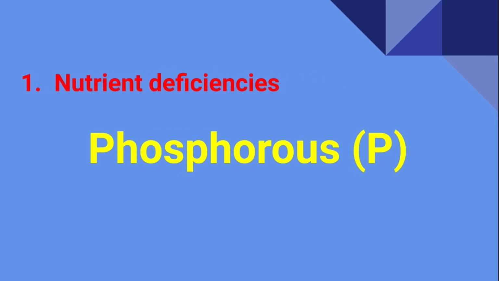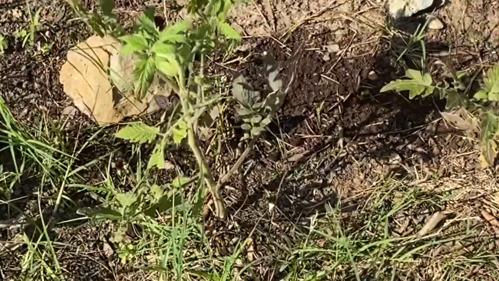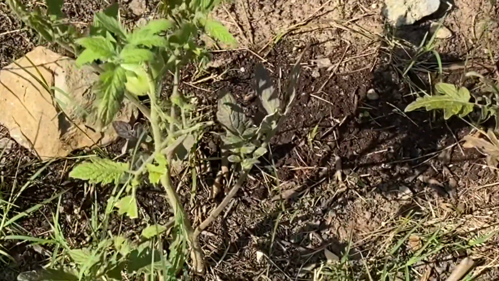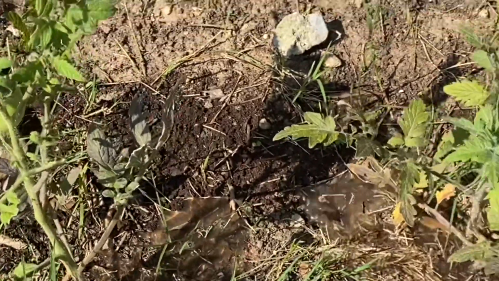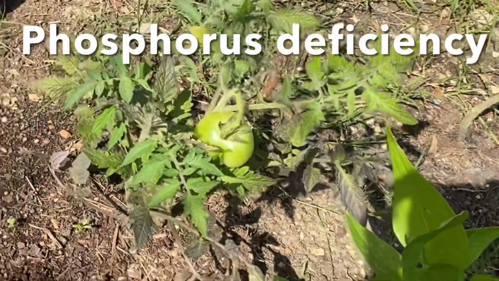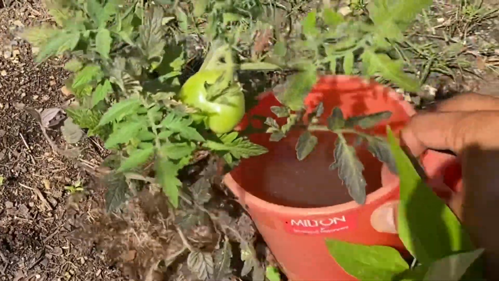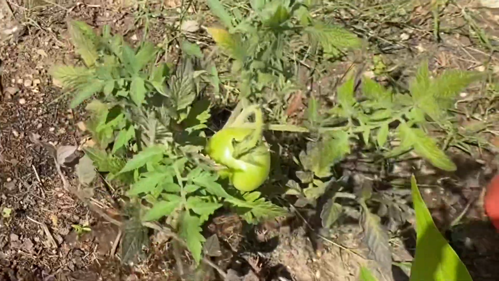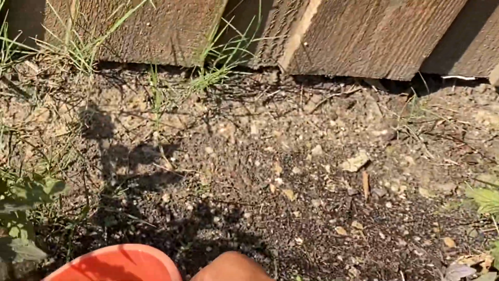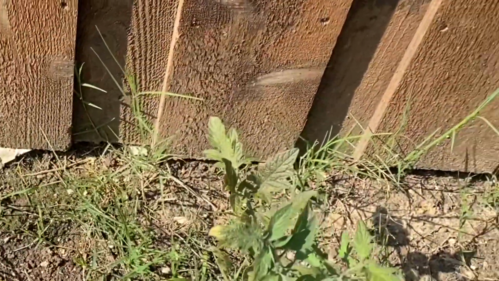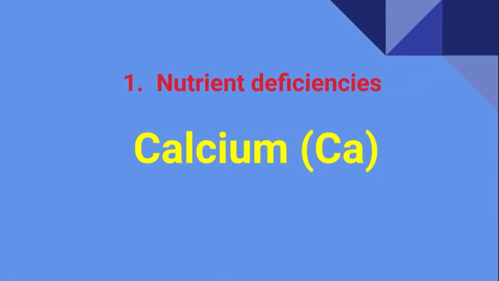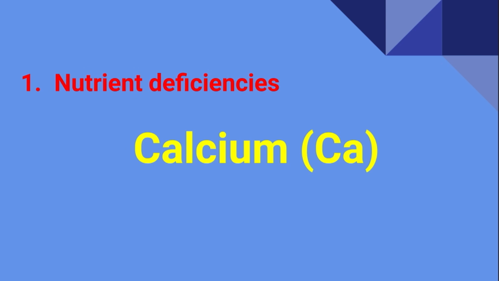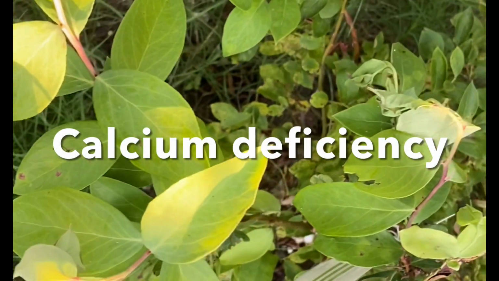For phosphorus deficiency, the leaves turn purple. You can see here the purple color leaves on my tomato plants. You can use bone meal, organic compost, manure, which are excellent sources of phosphorus, and clay soil and maintaining soil pH, etc. will help.